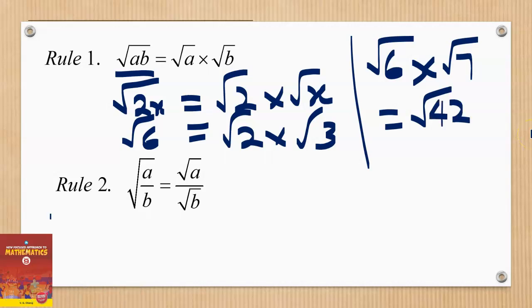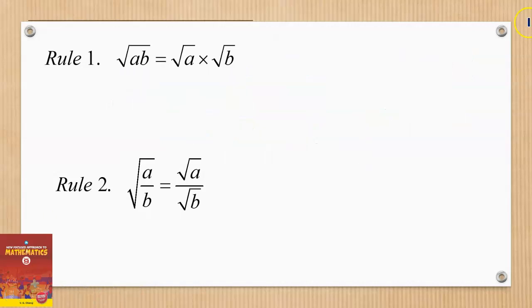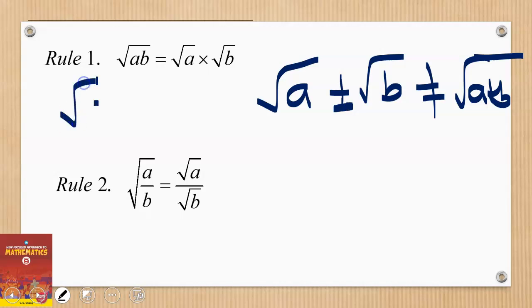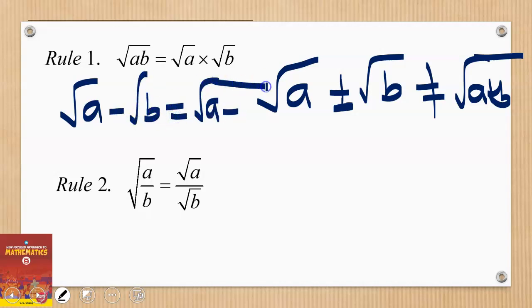So that is that. But then be careful you don't say that root of A plus root of B will give us root of A plus B altogether. No, this can never be. It works for only multiplication here, and it will work for division also. Again, you can't say that root of A minus root of B should give you root of A minus B altogether. No, this cannot be possible as well. And so this rule we are talking about is for only multiplication.